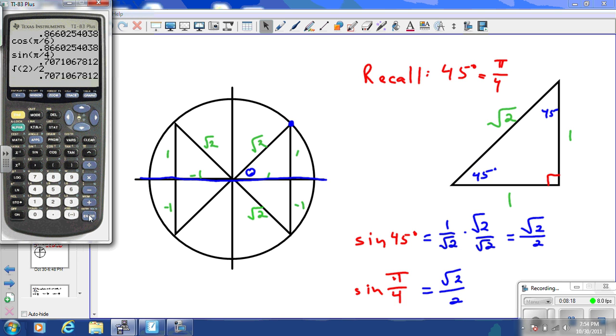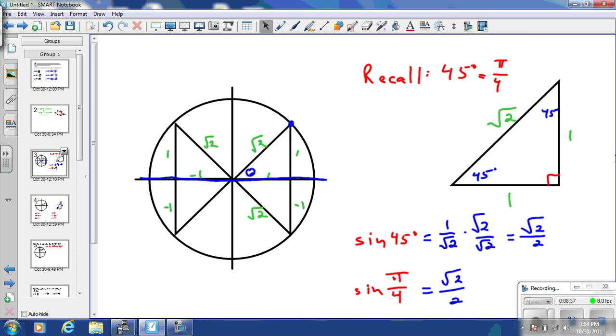It's the same decimal. Now if I change this over to degree mode, I can type in that same problem, except instead of saying sine of pi over 4, it's going to be 45 degrees, and I'm going to get the same decimal. All right, so hopefully that makes sense.